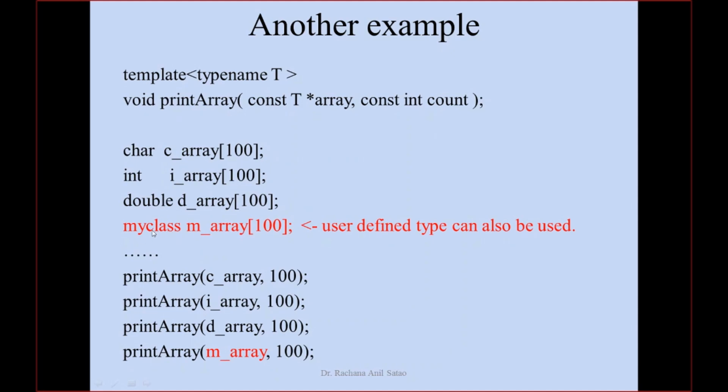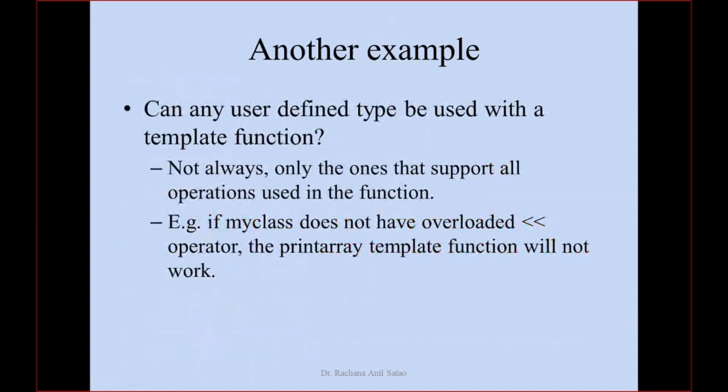Class is a user defined type, right? So the user is defining it, and we are not aware of how many elements there will be. So displaying only array of i is not enough. For that purpose, we need to make some changes in the code. If my class does not have this overloaded operator, then the print array template function will not work.